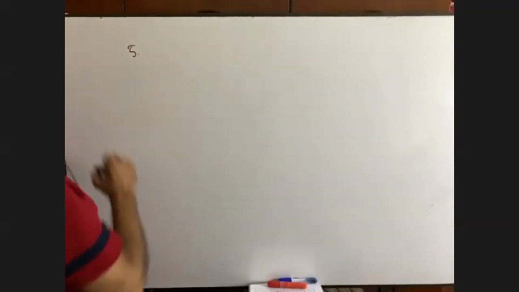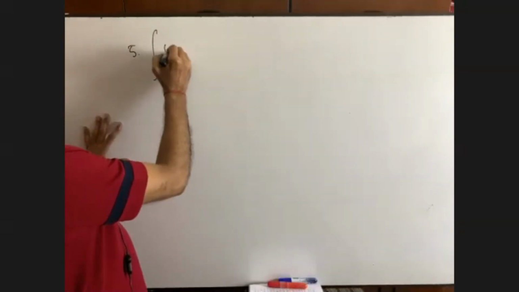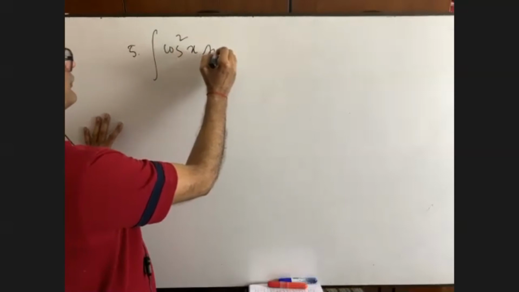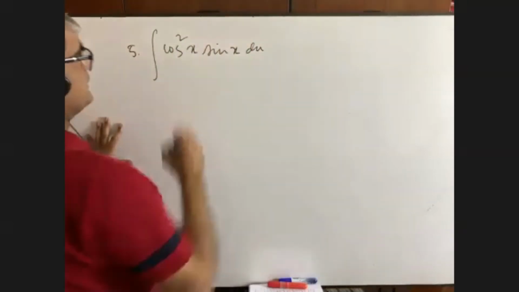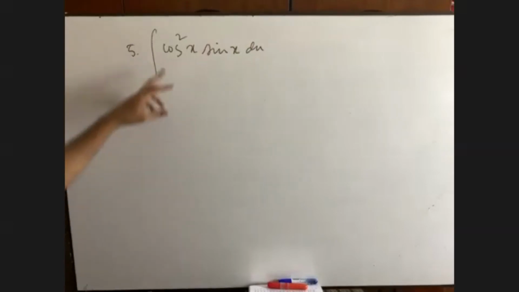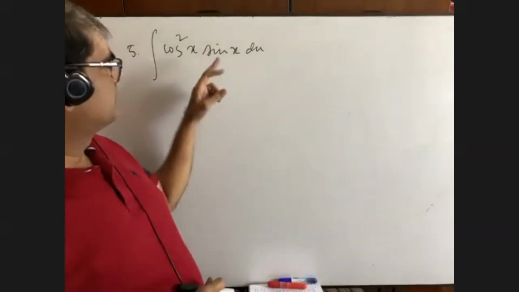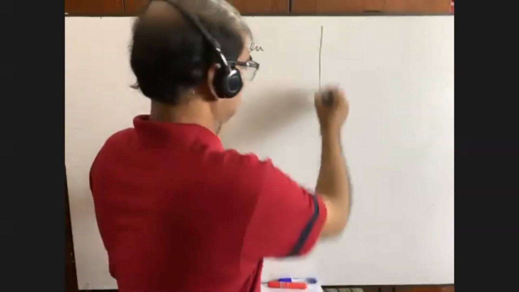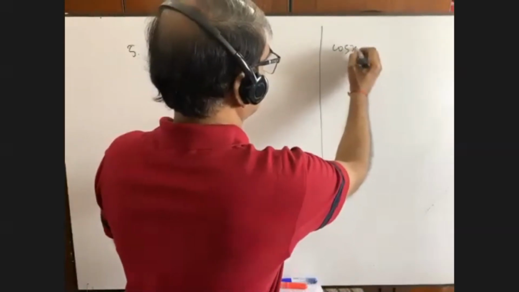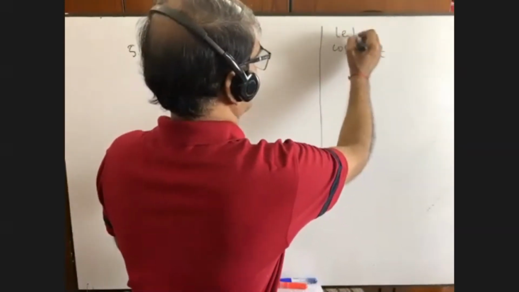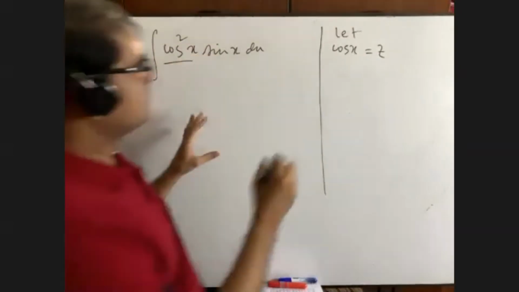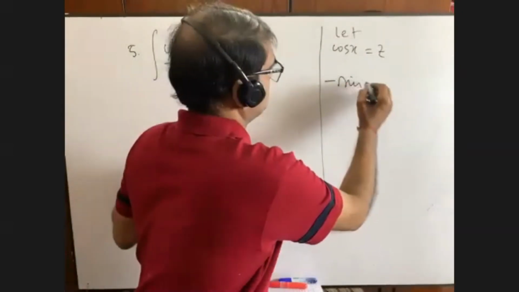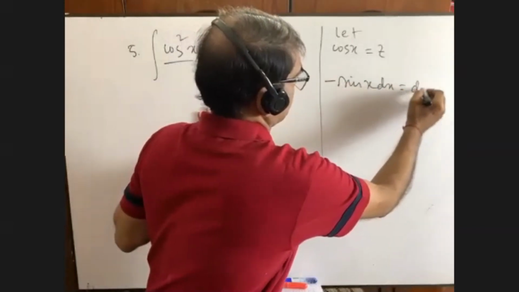Question number 5. Cos square x sin x dx. Now the same question. If we differentiate cos x, we can get sin x. If we differentiate sin x, we can get cos x. Then what will you do? Remember one thing. You will let that part where there is a power. There is power here. You will let that part. That means we'll let here, let cos x equals z. That is, we are getting minus sin x dx is equal to dz.